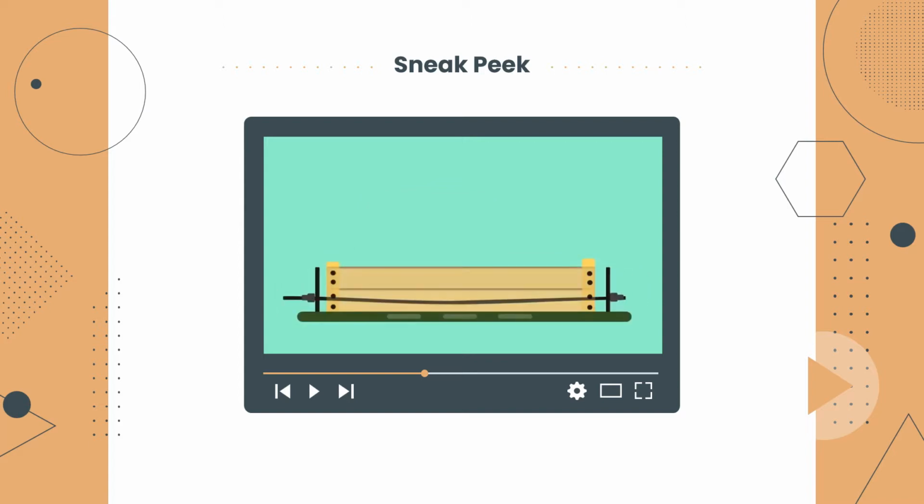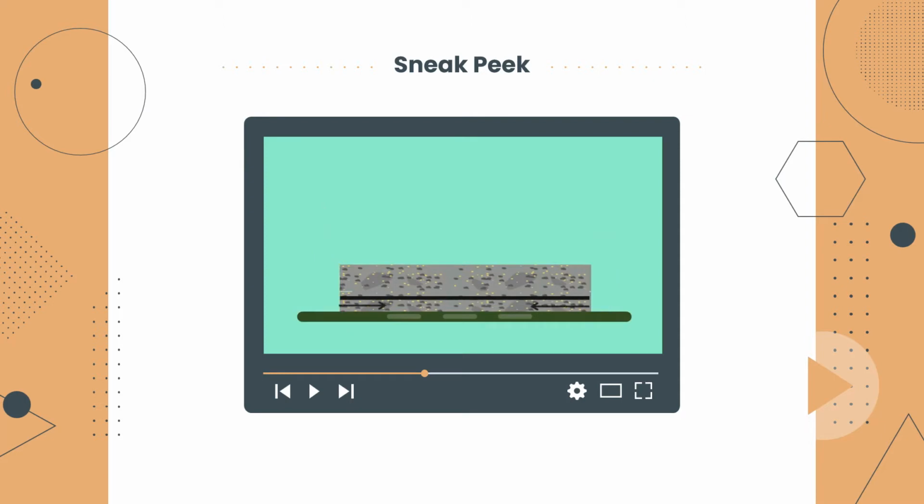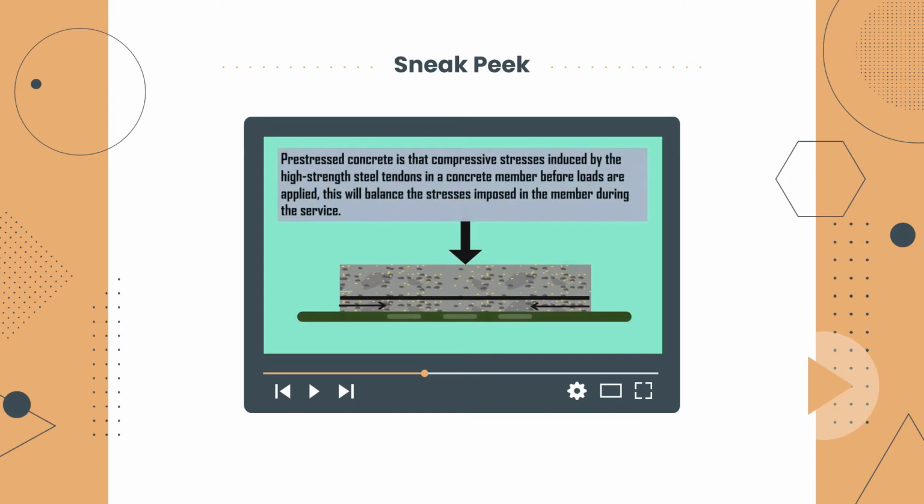In prestressing, the rods or tendons are stretched along the axis and cement is poured. Later, when the tendons are released, the compression is generated at the bottom, which tries to counterbalance the compression due to loading at the top part of the beam. The principle behind prestressed concrete is that compressive stresses are induced by the high-strength steel tendons in a concrete member before loads are applied. This will balance the stresses imposed in the member during the service.